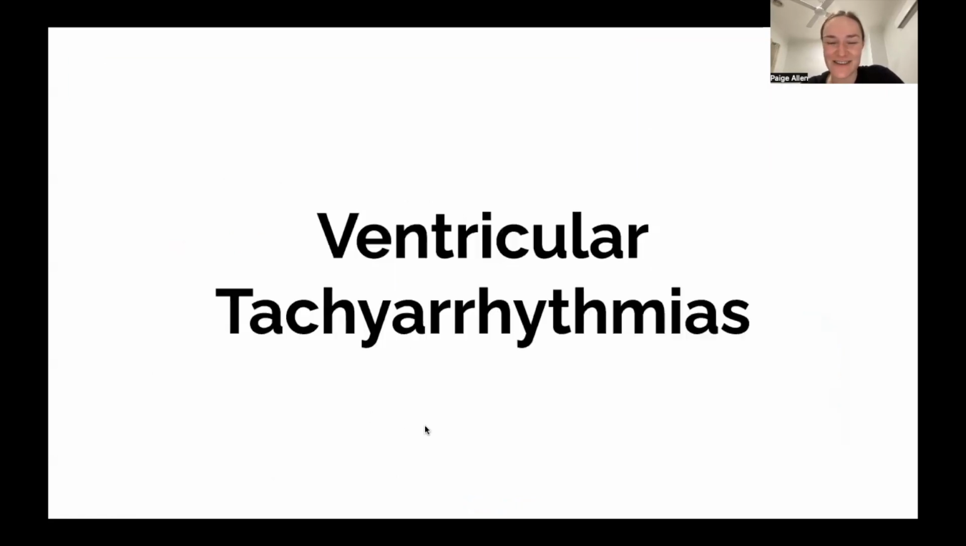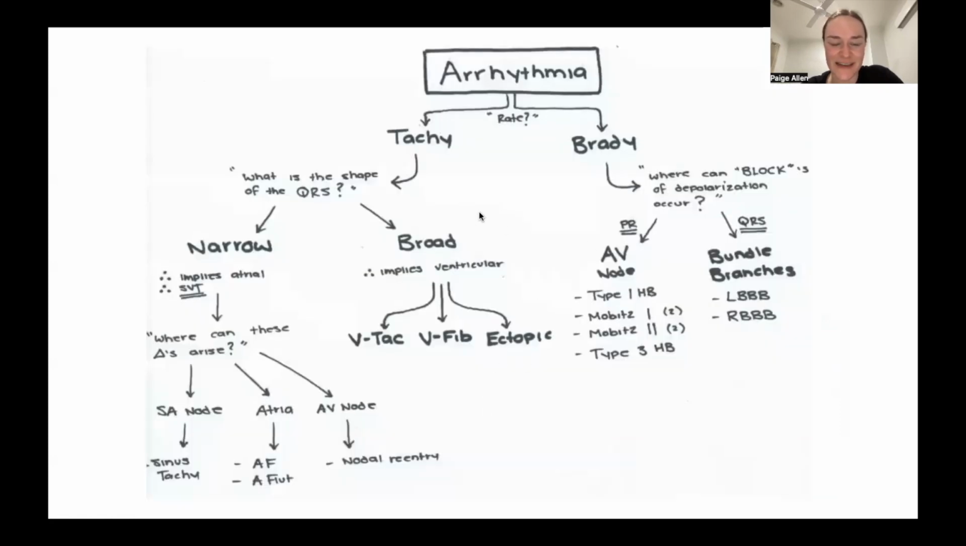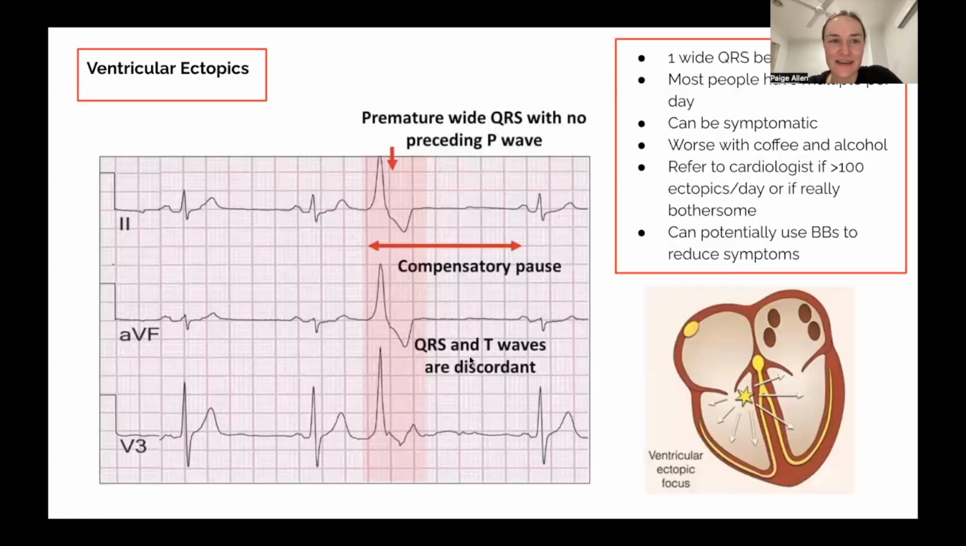All right, so let's talk about our ventricular tachyarrhythmias now. So we're down to this stage. So we're done with all the narrow complexes. Now it's going to be broad complexes. So moving on to ventricular ectopics. So again, these are a wide QRS so that we know it's a ventricular problem.